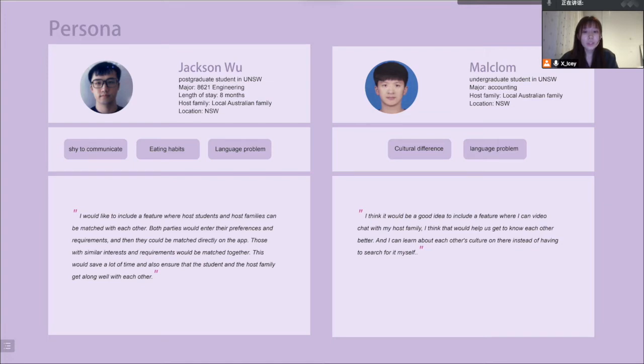And Malcolm, who is living with a host family, says that the biggest problem was culture and communication. Firstly, the food culture. The food prepared by the host family was very difficult for him to get used to. He is also not familiar with each other's festivals, games, and so on. So he would like to have a machine to help him understand each other better and to be able to learn about each other's culture on it, rather than having to research it by himself.